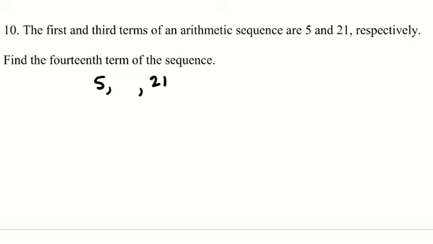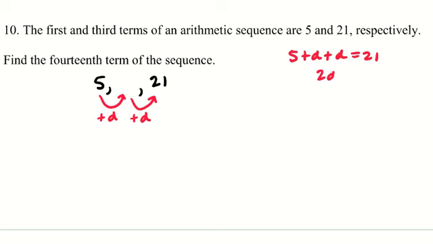And I know that with an arithmetic sequence, you add the same number every time. So I added D, and then I added D again. Okay, now if I want to find out what D is, I've got 5 plus D equals 21. So I'm going to subtract 5 and combine like terms. So that's 2D equals 16, meaning D is 8. So if I take 5 and I add 8, that would give me 13. And I take 13 and I add 8, and I get 21. Okay, so I figured it out.